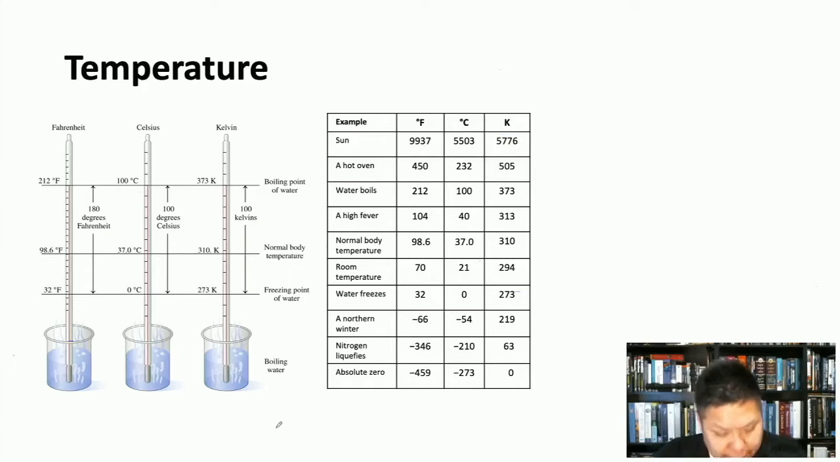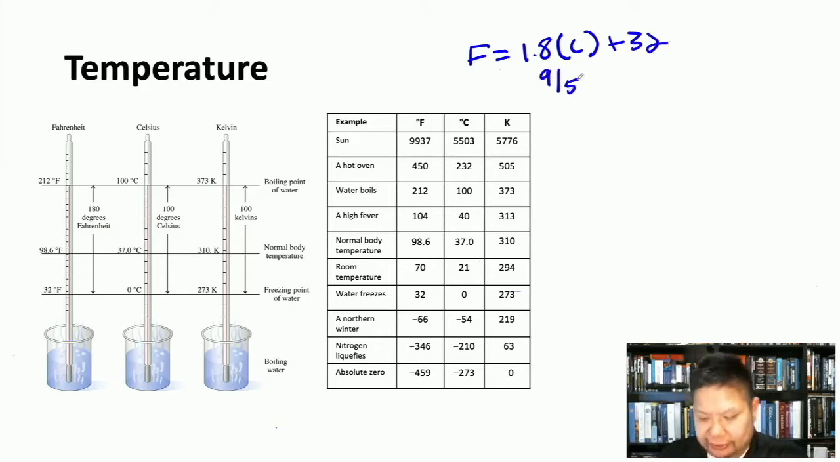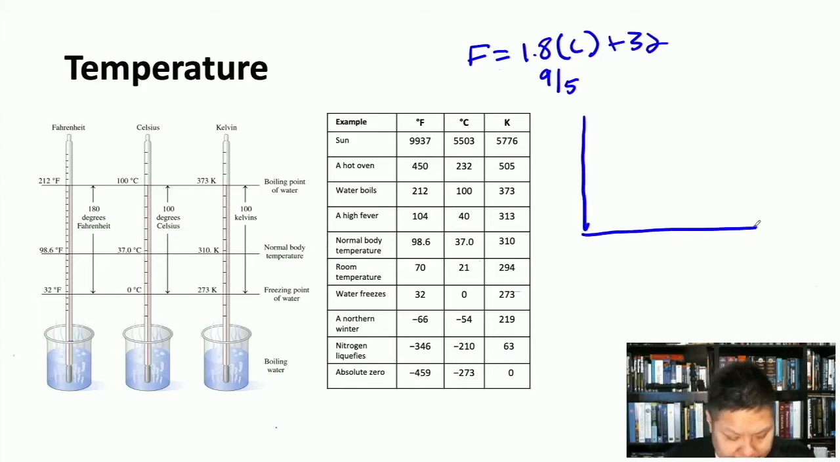The equation to convert Celsius into Fahrenheit is Fahrenheit equals 1.8 times Celsius plus 32. I actually learned it as 9/5, because 9/5 is the same thing as 1.8, but in fractions. And the reason I learned it that way is because of how I was taught to convert Fahrenheit into Celsius.